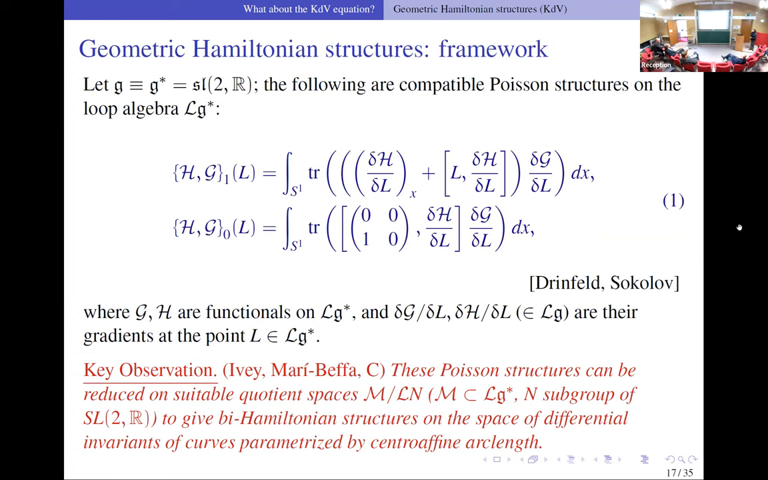So this is fairly well known. If you have a Lie algebra like SL2, and its dual, which can be identified with it, you can write compatible Poisson structures on the maps from the circle into the Lie algebra, really the dual of it, but in this setting it's still SL2. This is called the loop algebra of SU2.